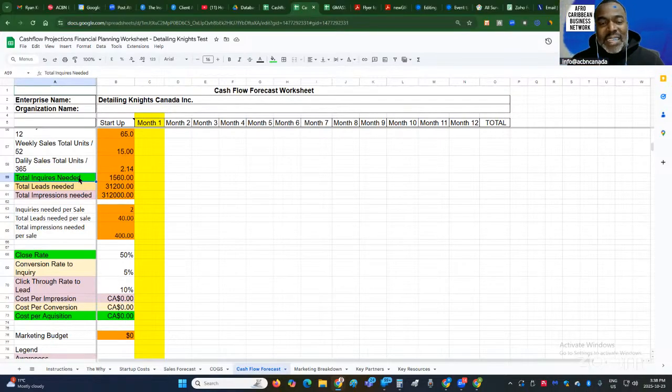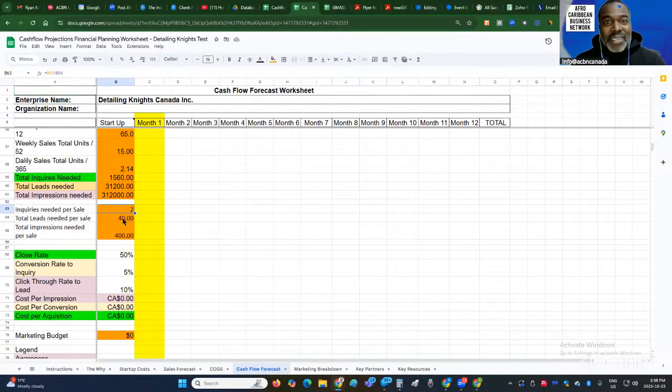So for example, with Detailing Nights, if we put up a Facebook or a Google ad, we could use this example. Per sale, 400 people need to see our ad, because 10% of them are going to click on it and come to our website. So if 400 people see it, that means 40 people will come to our website. Out of the 40 people that are leads and come to our website, 5% will actually go to our booking page and go through booking an appointment or call us to book an appointment.